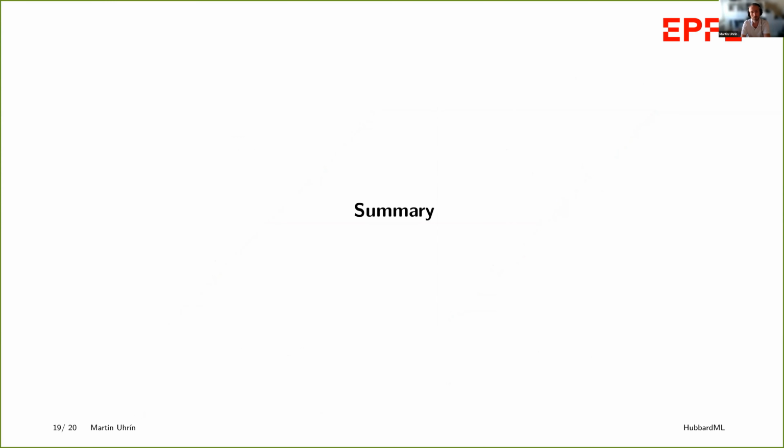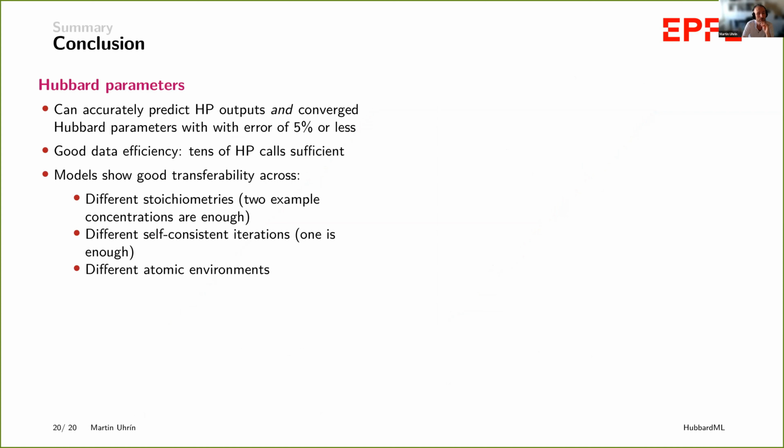So let me just summarize what we've gone through and where the model's at and where we're going. Already the model can make very accurate predictions for the final converged Hubbard parameters with errors of less than 5%. Actually, many of them were 3 or even much less. On the data efficiency side, it's really very decent. So tens of HP calls are sufficient to give it enough training data to work on, so long as your system doesn't change too much. And that's seen in this transferability.